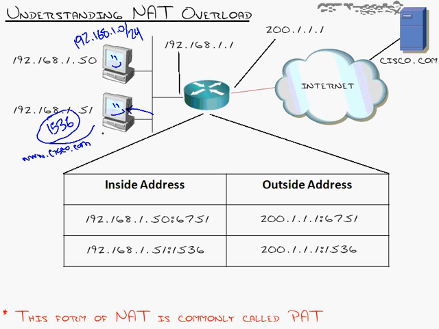It could be any port number that's out of what's considered the well-known port number range. It's going to go to the destination of www.cisco.com on destination port 80.